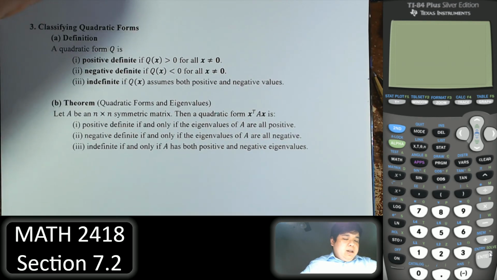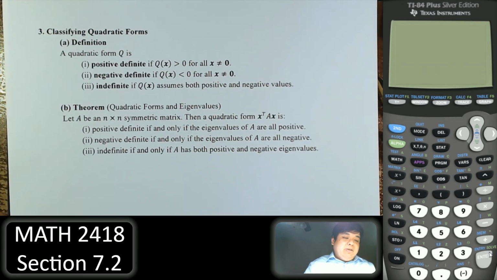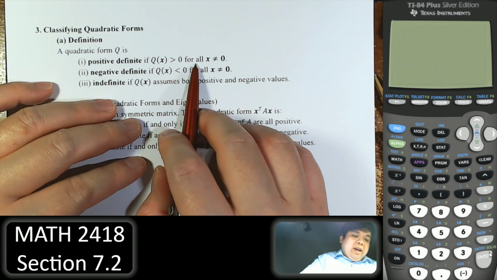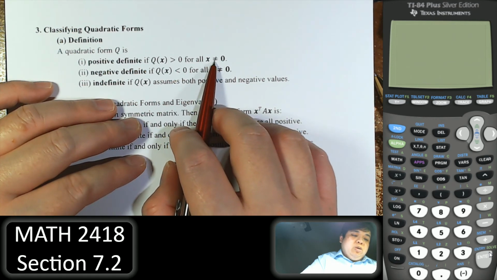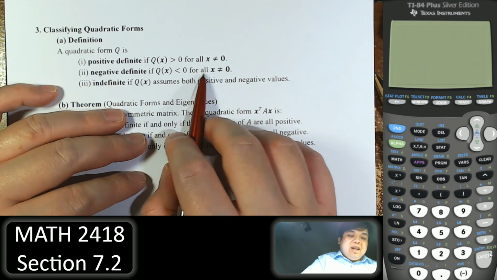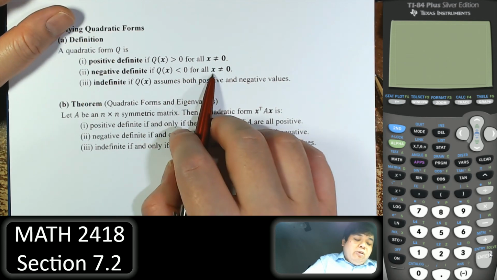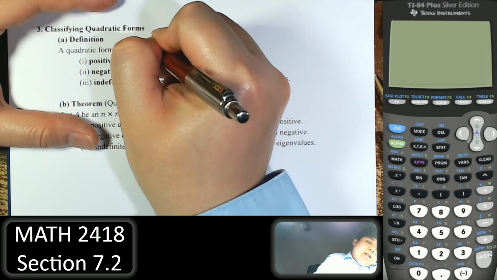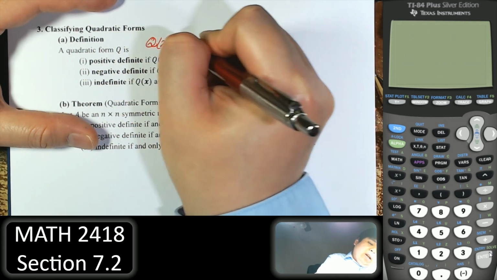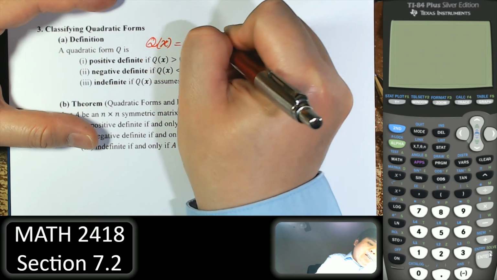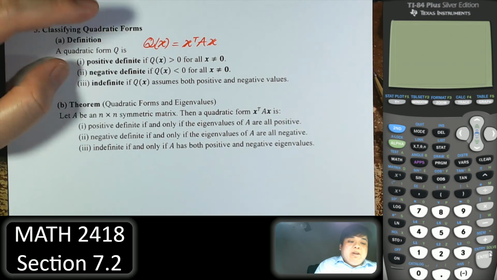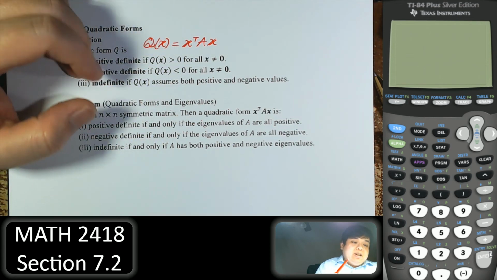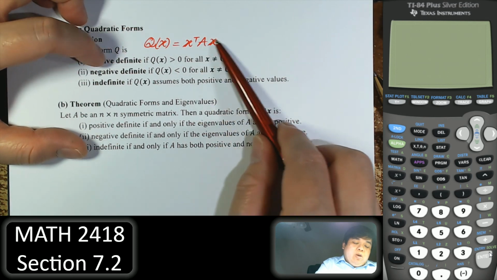Right. Next, the last thing we want to cover is classifying quadratic forms. So a quadratic form will be positive definite if it is greater than 0 for all x not equal to 0, negative definite if less than 0 for all x not equal to 0, and indefinite if some are positive, some negative. Once again, the quadratic form is X transpose AX. So if that is greater than 0 for every nonzero vector x, then it is positive definite, and negative definite if it is always negative.